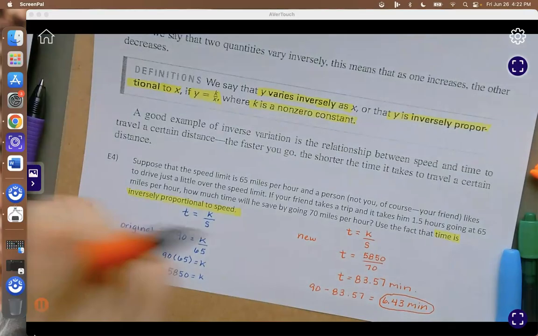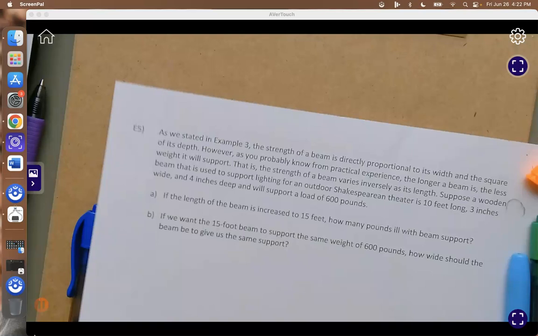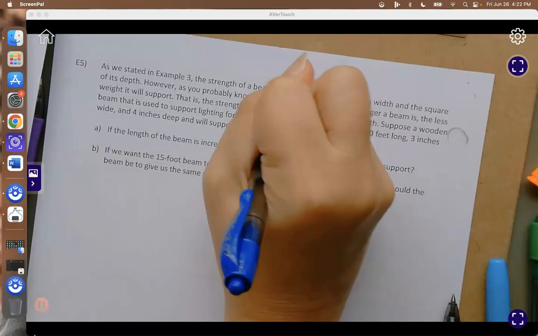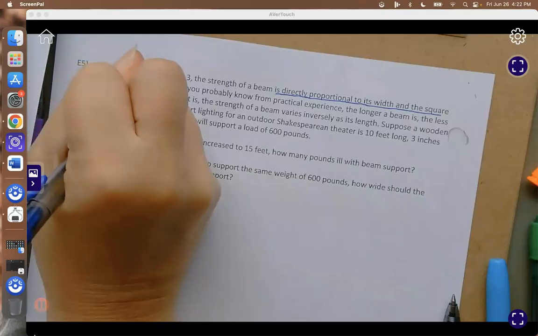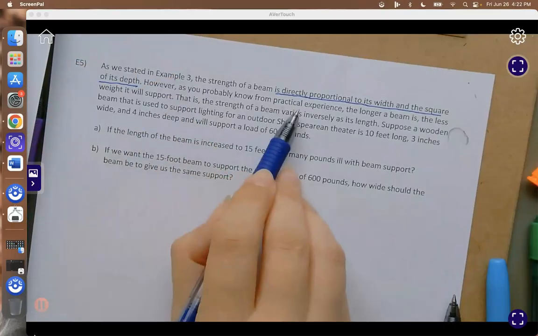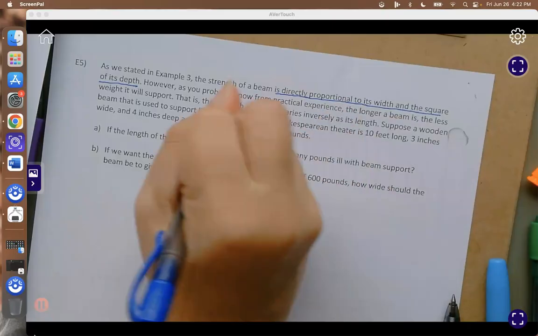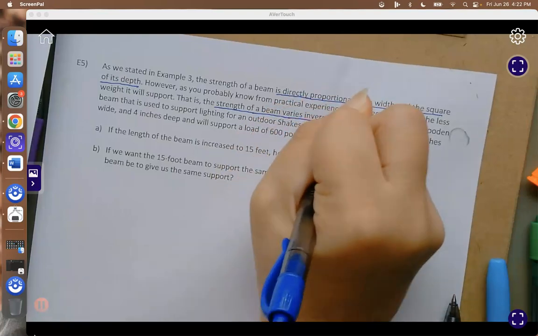All right, we got one last problem. As we stated in example 3, the strength of the beam is directly proportional to its width and the square of its depth. However, as you probably know from practical experience, the longer the beam is, the less weight it will support. That is, the strength of the beam varies inversely as its length.